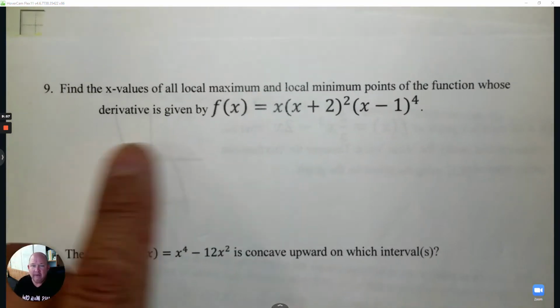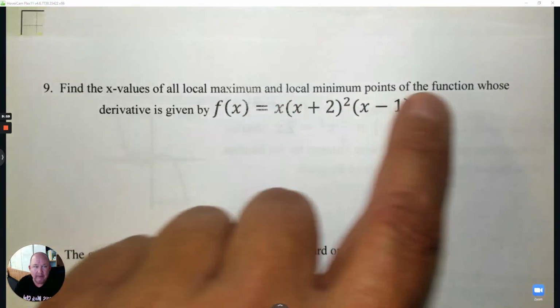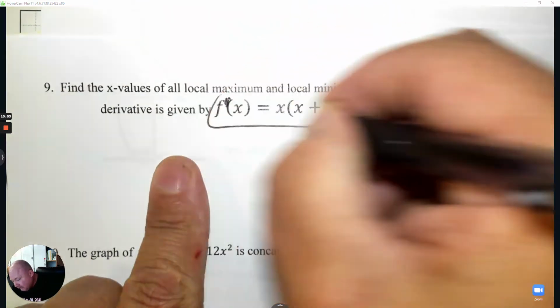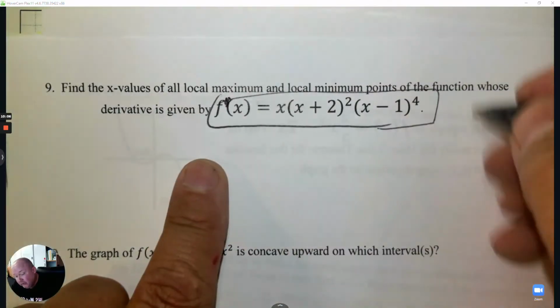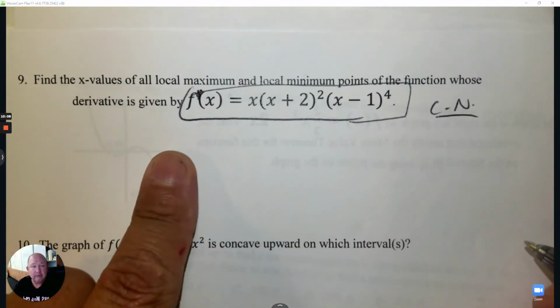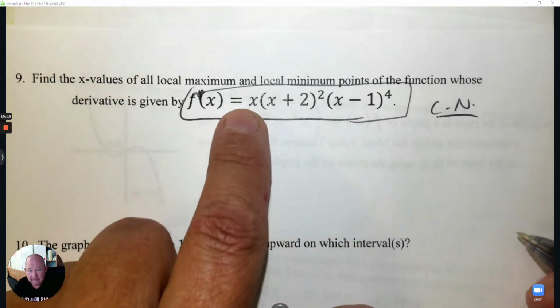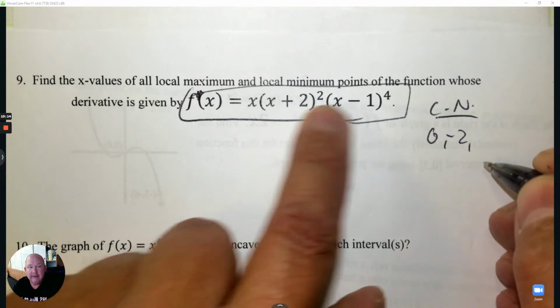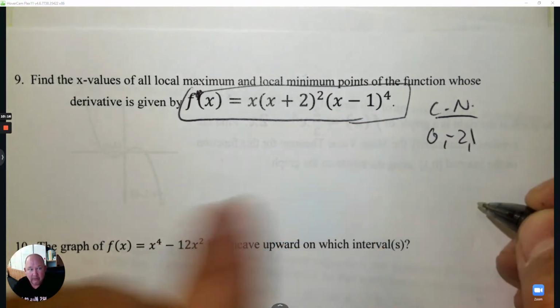Find the x values of the maximum and local minimum points of the functions whose derivative is given. So this is really the derivative here, not the function. So the critical numbers are the zeros of these. So x, that's 0, x plus 2, the 0, and x minus 1, the 0. So those are the zeros.